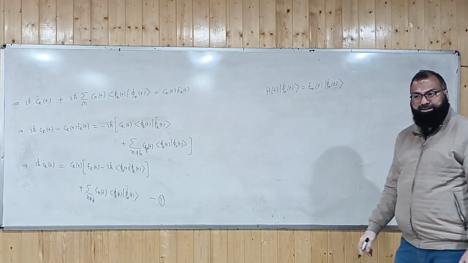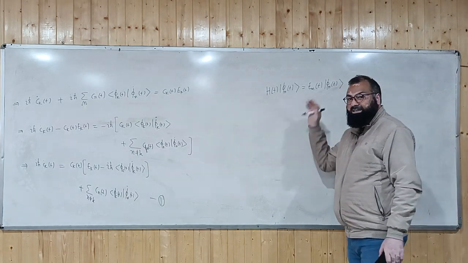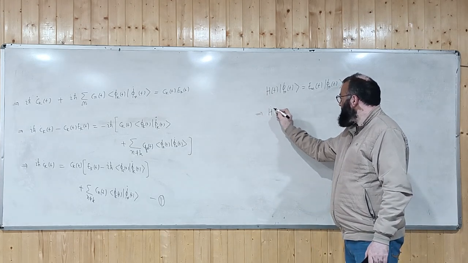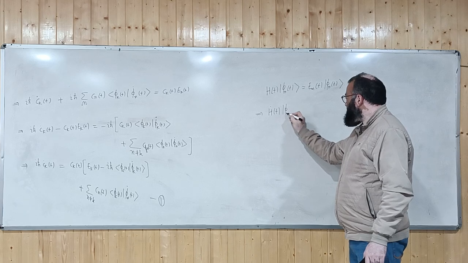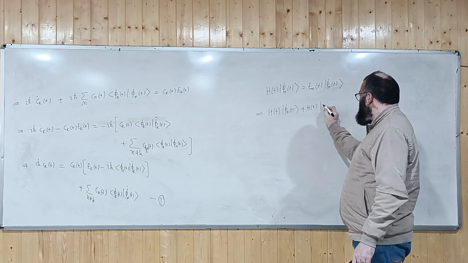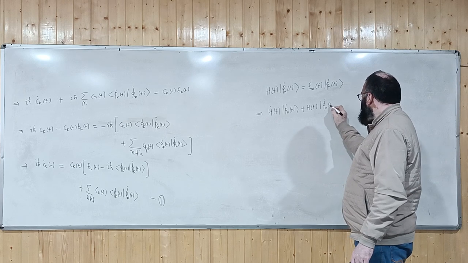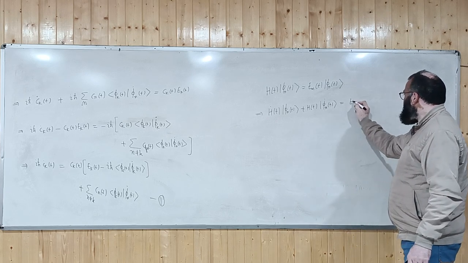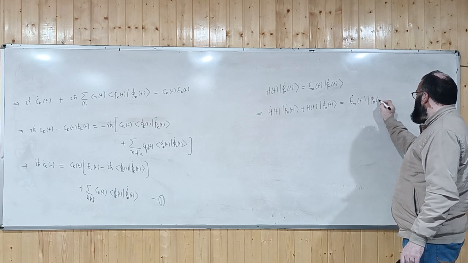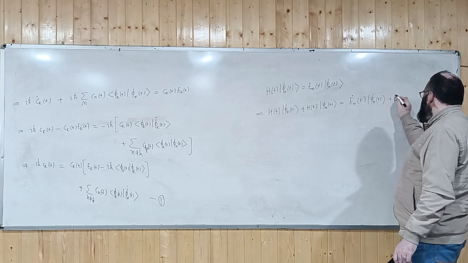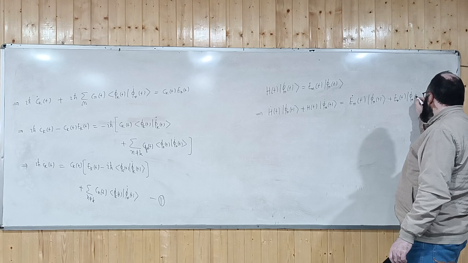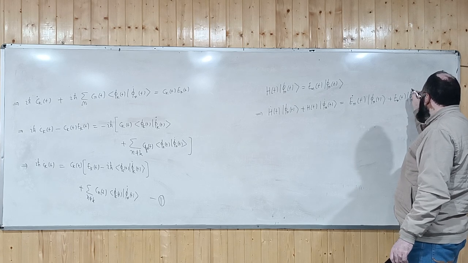Clear? So now differentiate it. Just differentiate it with respect to time. What it will be? It will be simply H dot of t, phi_n of t, plus H of t, phi dot n of t, clear? So what you are having, E_n dot of t, then phi_n of t, plus E_n of t, phi dot n of t, clear?